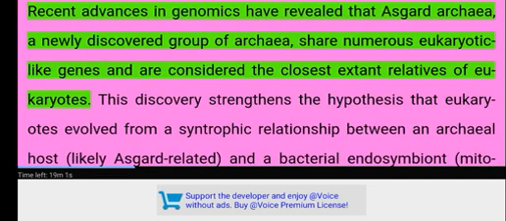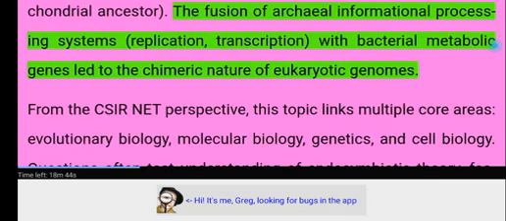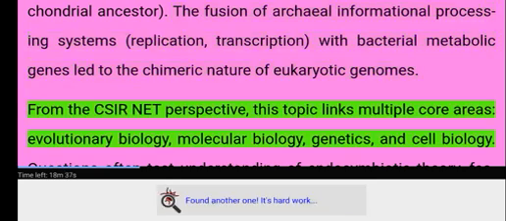Recent advances in genomics have revealed that Asgard archaea, a newly discovered group of archaea, share numerous eukaryotic-like genes and are considered the closest extant relatives of eukaryotes. This discovery strengthens the hypothesis that eukaryotes evolved from a syntrophic relationship between an archaeal host, likely Asgard-related, and a bacterial endosymbiont, the mitochondrial ancestor. The fusion of archaeal informational processing systems, replication and transcription, with bacterial metabolic genes led to the chimeric nature of eukaryotic genomes.